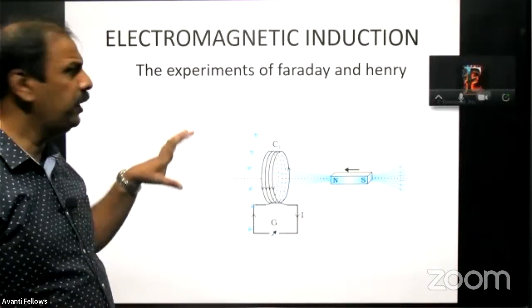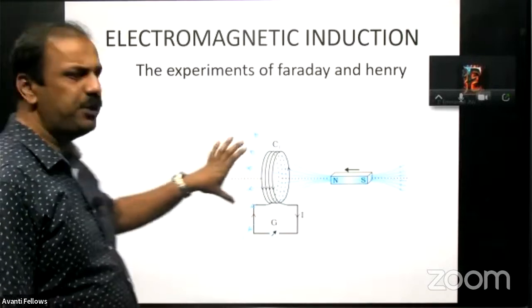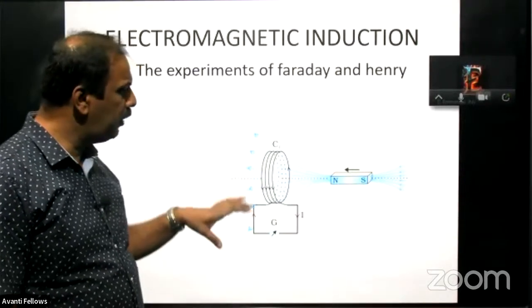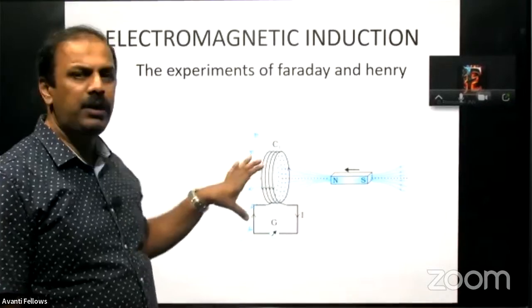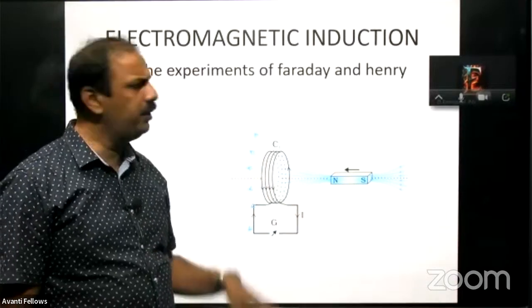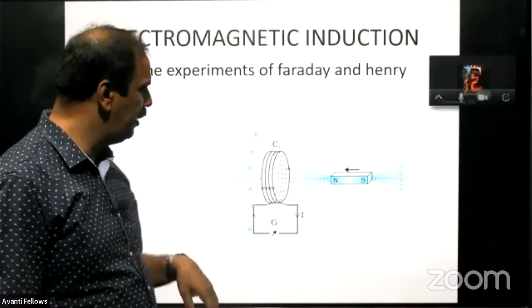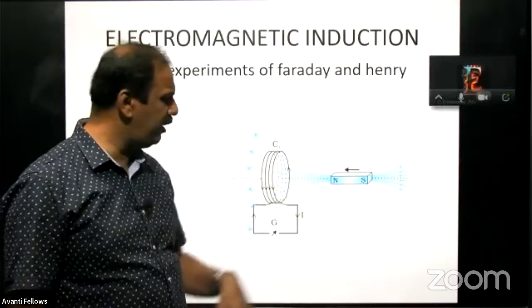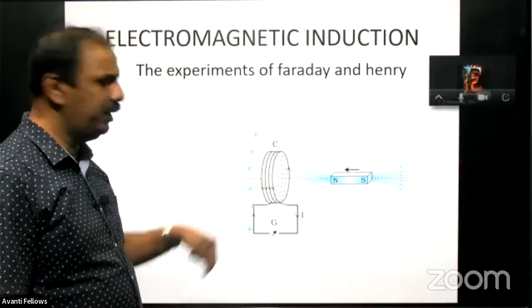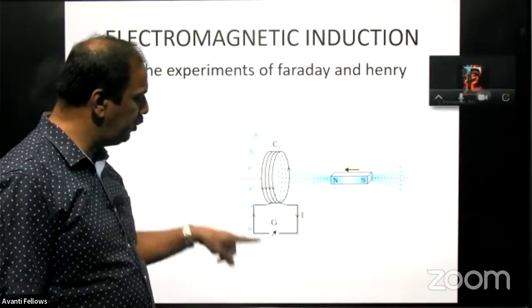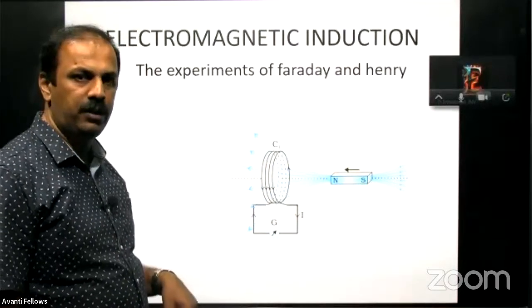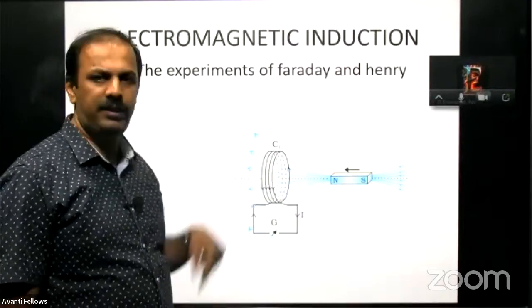Okay, so we already did this experiment in 10th standard. Now what we are going to do is we will do this one in detail. We have to see what is happening in this one. So in this experimental setup, we have a coil here, and that coil is connected to a galvanometer. And we have a magnet here.